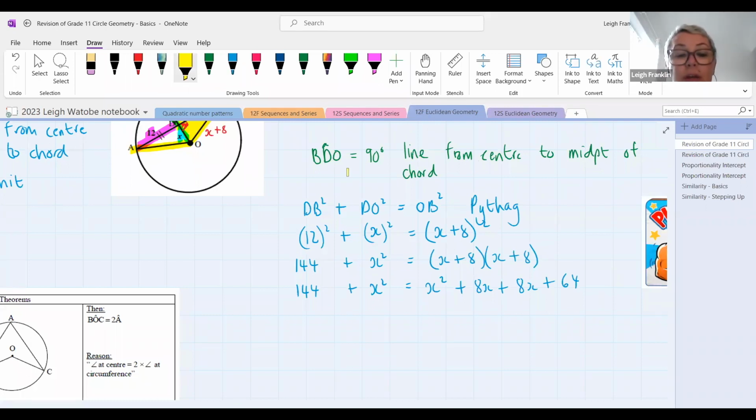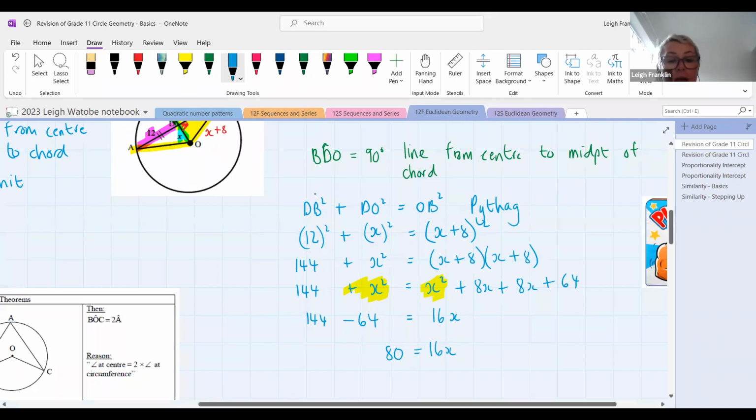This x squared over here and this x squared over here are going to cancel one another out. If I move the one on the right over to the left, it's going to be plus x squared minus x squared, so x squared is now gone. I'm going to leave my x terms on the right-hand side. That gives me 16x. And I'm going to leave 144 on the left-hand side, and bring the 64 over to the other side. So this means that I have 16x is equal to 144 minus 64. So I am left with 80.